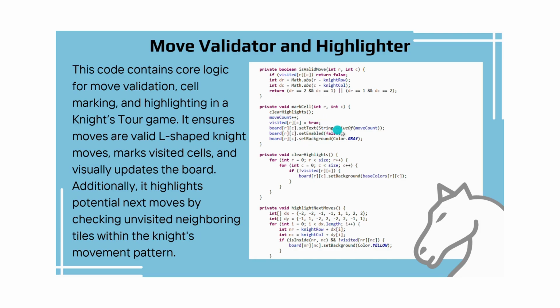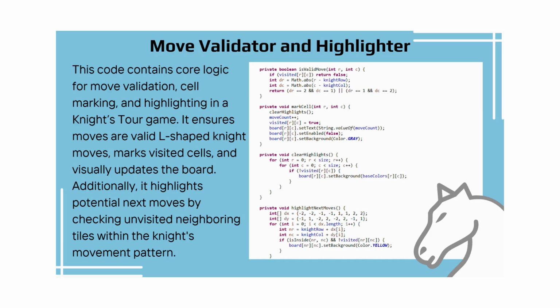Next is the markCell method. This method marks the cell as visited and updates the board. We have clearHighlights, which removes the previous move hints. We have the move count, which increments the move counter. We have the visited cell, which marks the current cell as visited. We have setText, which displays the move number of the cell, which are the numbers shown in each cell.